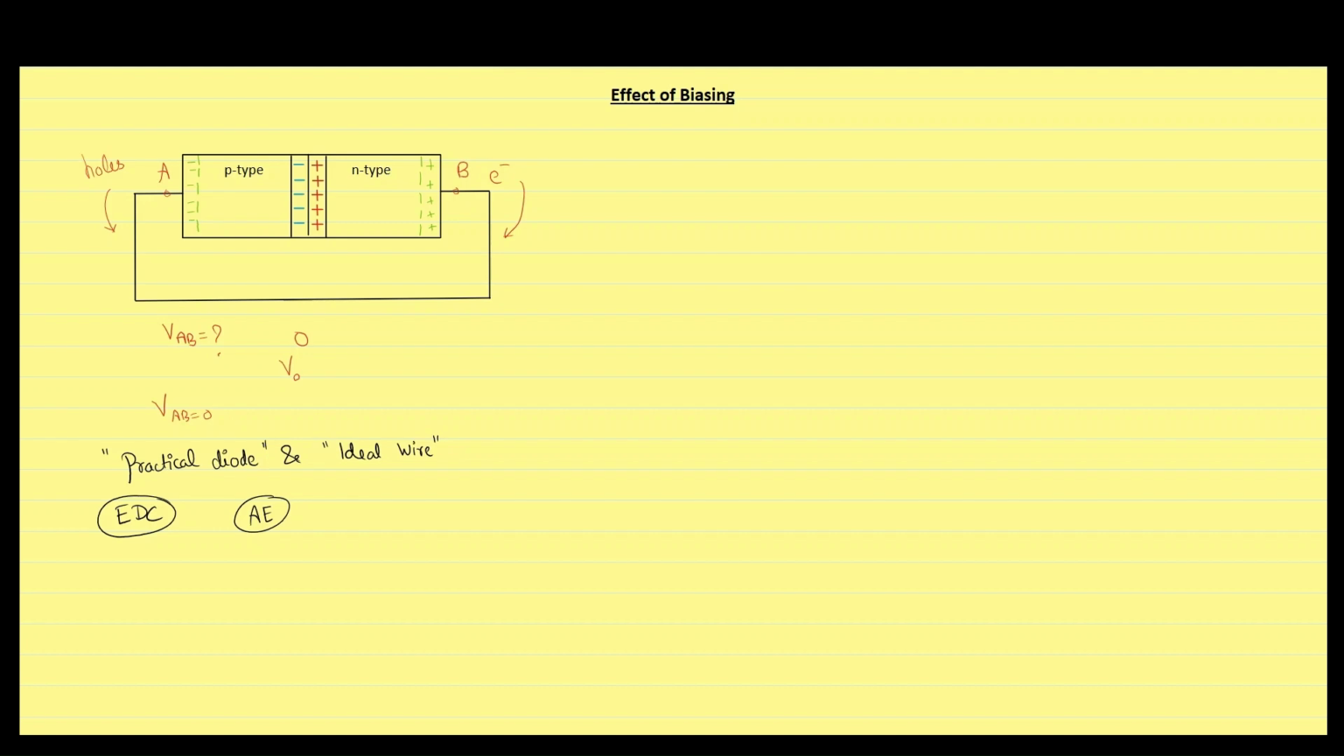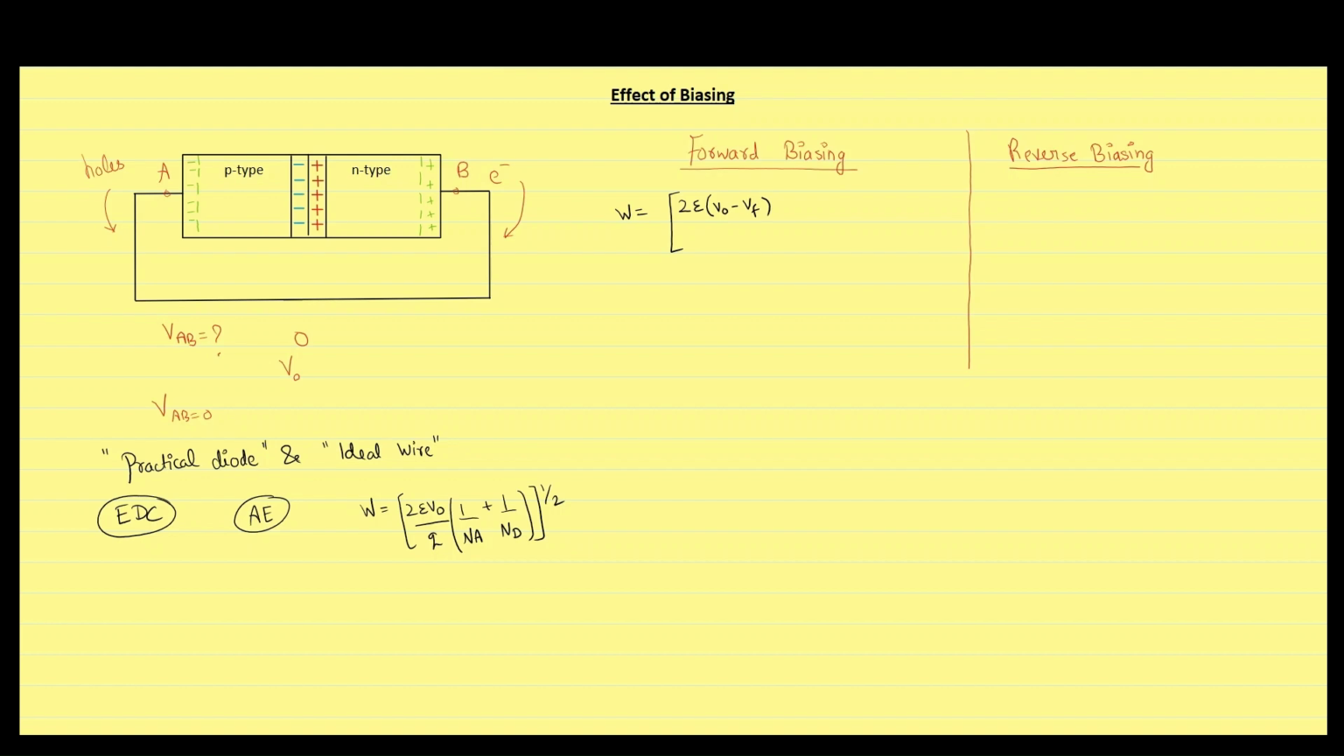Now, we talk about the parameters which are affected by biasing, particularly by forward biasing and reverse biasing, as the parameters will remain the same in zero biasing. We have a formula for depletion width, which is given by. Now for forward biasing, this formula will modify to. Similarly, the formula for reverse biasing will be modified to.